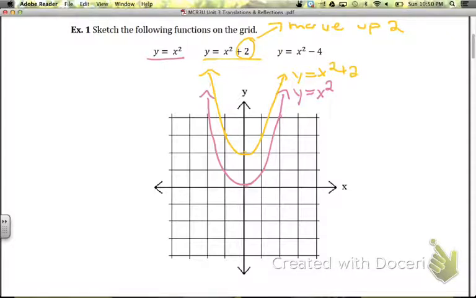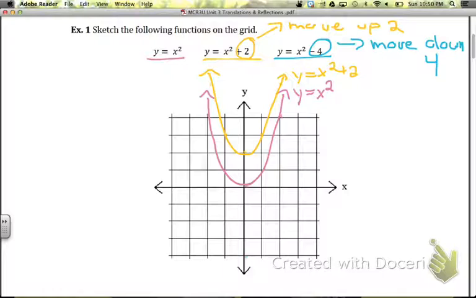y equals x squared plus 2. And now the final function we'd like to graph here is y equals x squared minus 4. Now what does that minus 4 do? That minus 4 is going to move our base function down 4 units. So again, start with our base function. Remember, our base function is y equals x squared, the pink one here. So our new origin, instead of (0, 0), is now going to be at (0, -4).